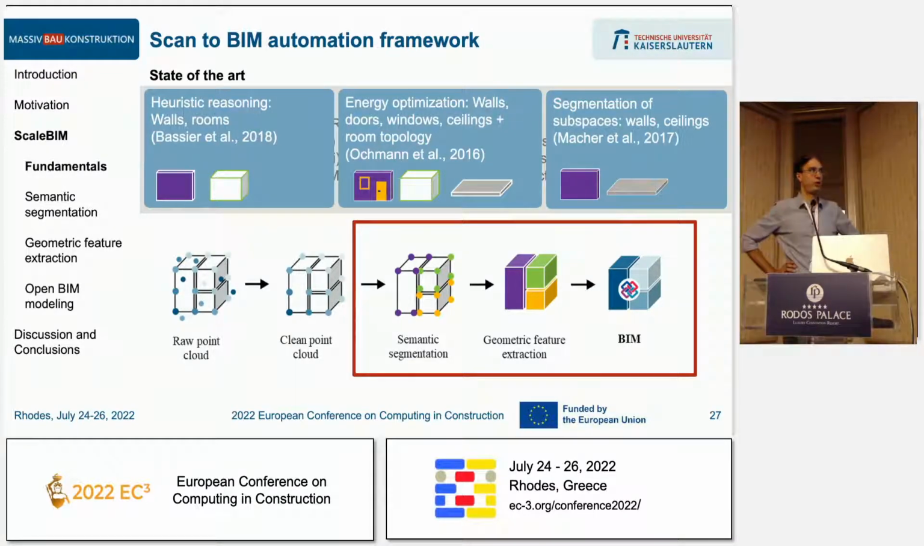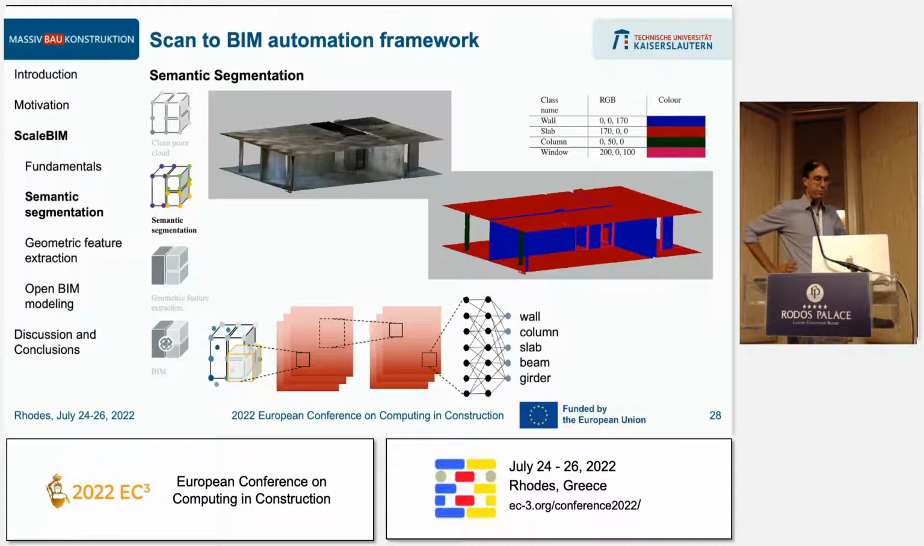Semantic segmentation essentially means assigning a building object category to every point. Then after semantic segmentation, there are different steps of geometric feature extraction. And in the end, obviously, all information extracted needs to be put together into a BIM model. So first of all, some remarks on semantic segmentation. It's essentially the step from the top left to the right image.